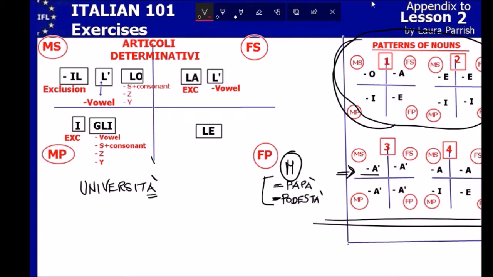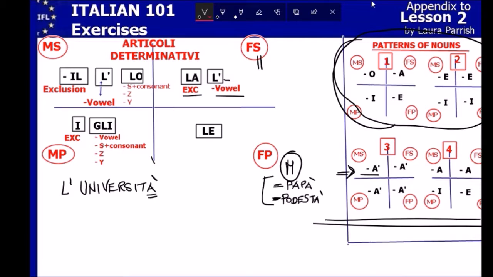Università is singular, so we go in feminine singular. We go in this corner of the feminine singular, and we leave the exception last. We start here. Does this word end in a vowel? Yes. Here you go: l'università.